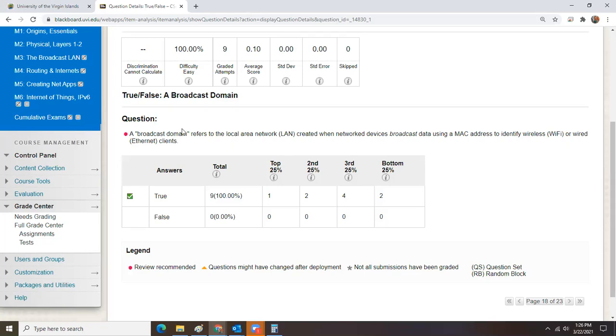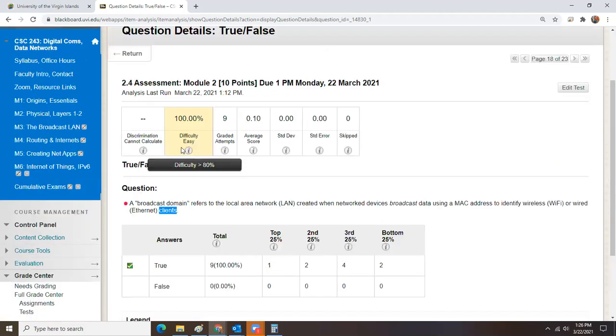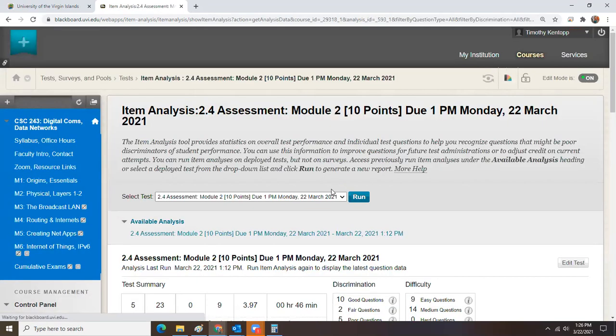That's my opinion. Anyway, a broadcast domain, the word broadcast refers to the local area network created when network devices broadcast data using a MAC address to identify wireless or wired clients. Yep, that's a true statement. Nobody got it wrong. So glad.